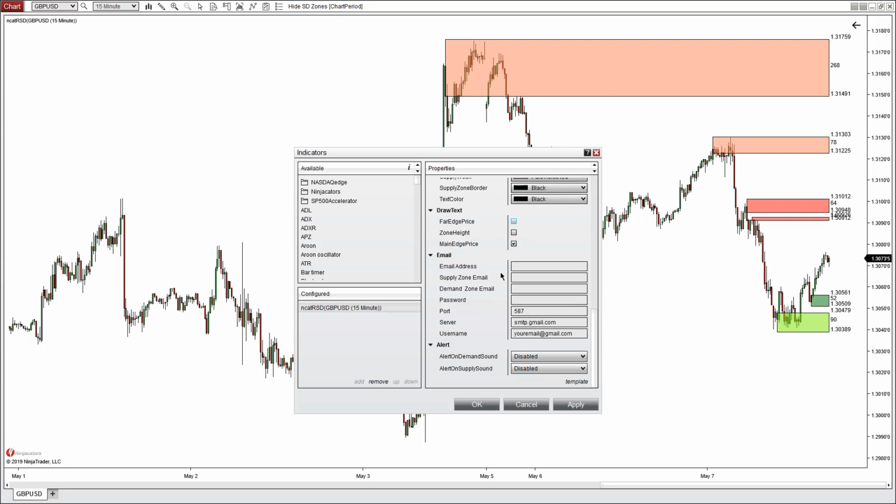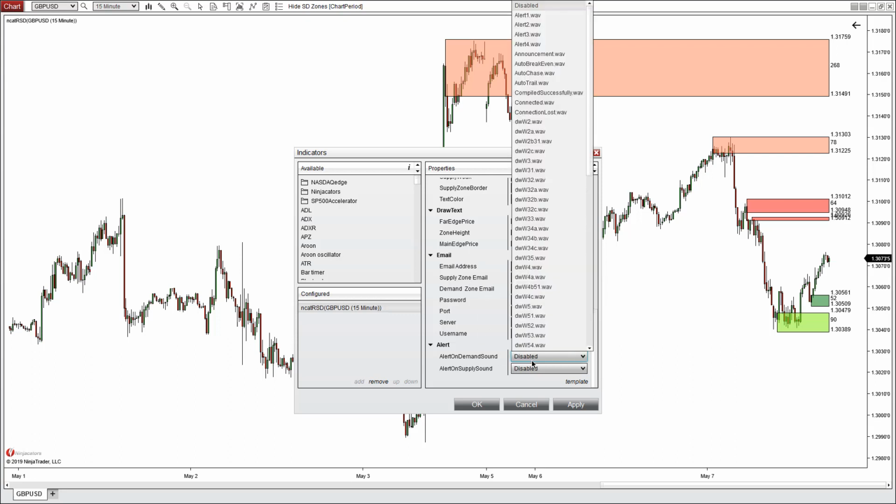Now, if you want an email every time a supply zone or a demand zone is created, it's very important, you have to put your email in all three of these boxes. So you can go ahead and get those emails. By putting your email in here, it triggers it and turns that feature on, so it goes ahead and sends that email to you. So make sure you put it in all three boxes if you do want an email.